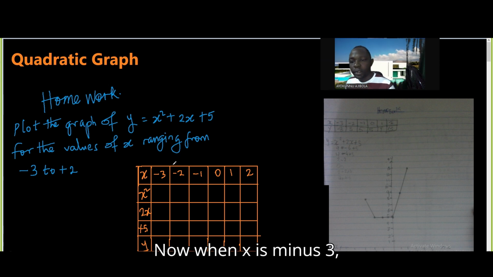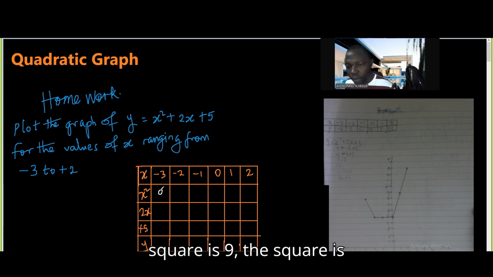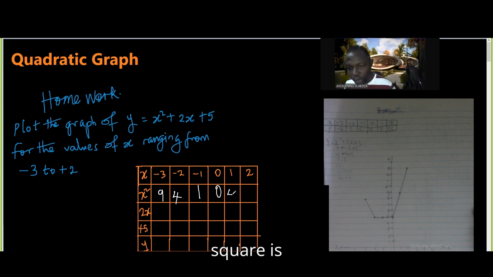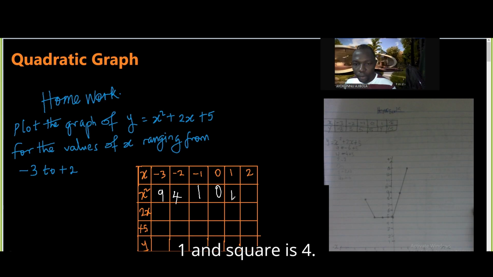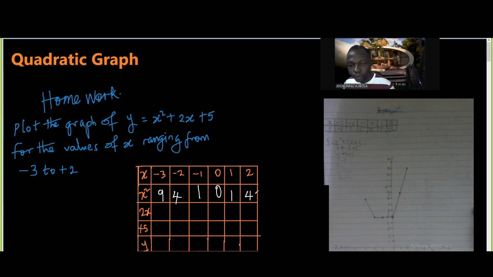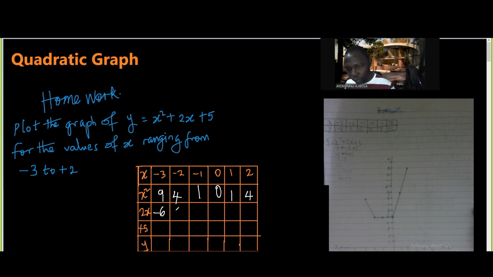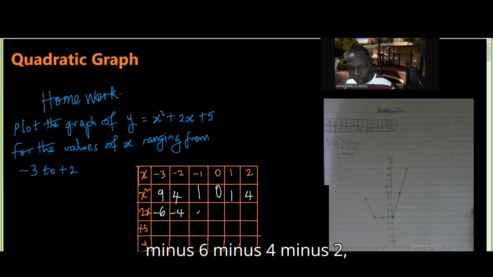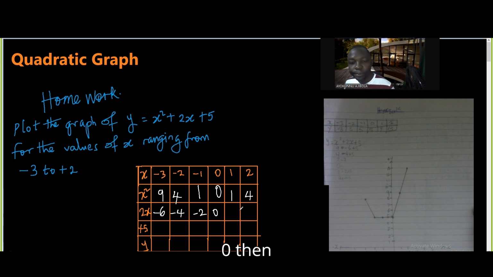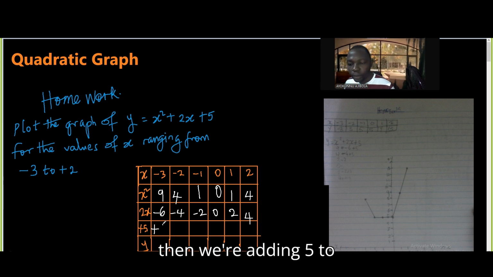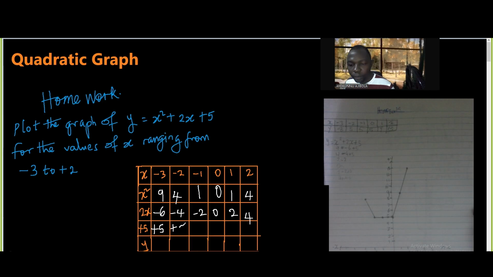Now, when x is minus 3, square is 9, the square is 4, the square is 1, the square is 0, square is 1, and square is 4. Then twice of x, minus 6, minus 4, minus 2, 0, then 2 and 4. Then we're adding 5 to everything.